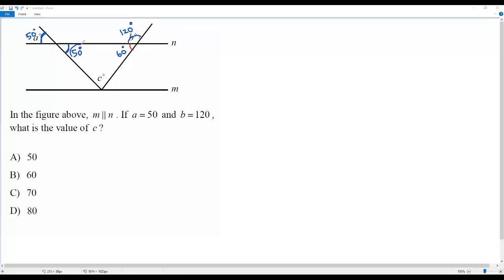Okay, so this one and this one and this one. These are the three interior angles of this triangle. Already we know that the three interior angles of a triangle must add up to 180 degrees. That is C plus 60 degrees plus 50 degrees. So these are the three interior angles of a triangle. These three angles must add up to 180 degrees.